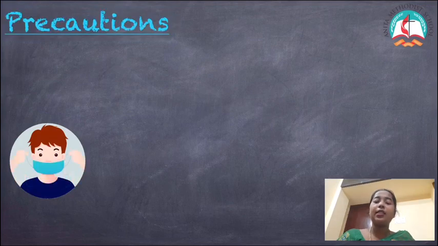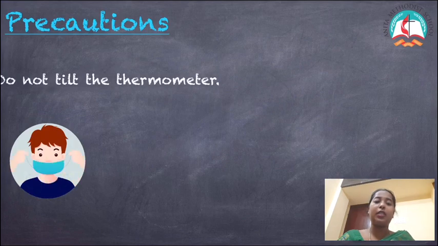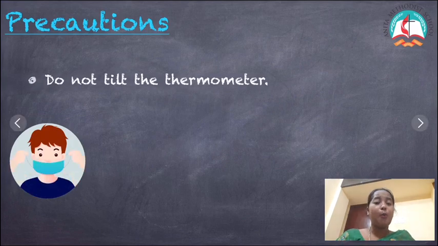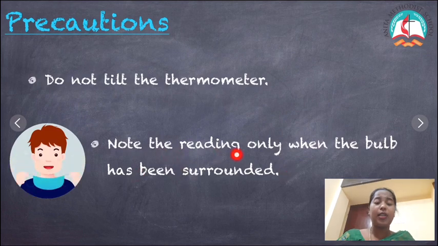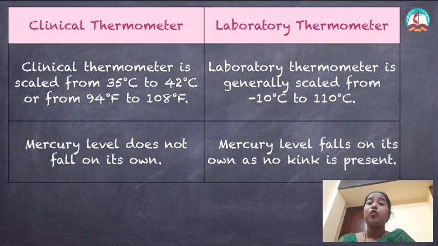Now we're going to see precautions to be followed while using a laboratory thermometer. Do not tilt the thermometer while measuring the temperature. Place it upright. Note the reading only when the bulb is surrounded by the substance from all sides. Children, so far we have learnt about the clinical thermometer and the laboratory thermometer. This is an overall recap of both.